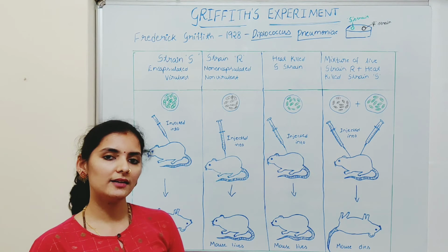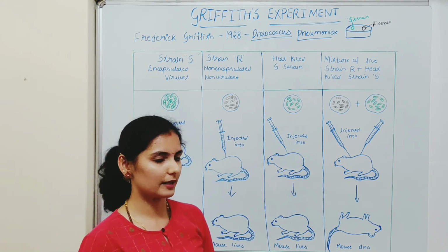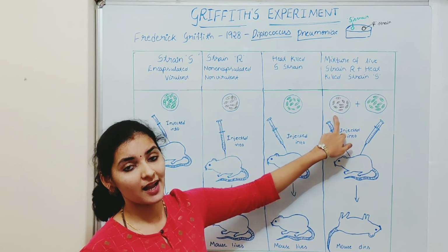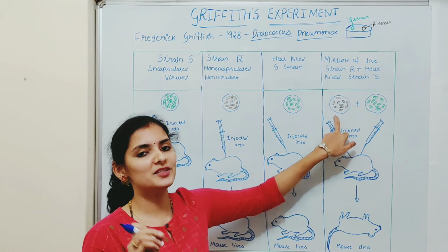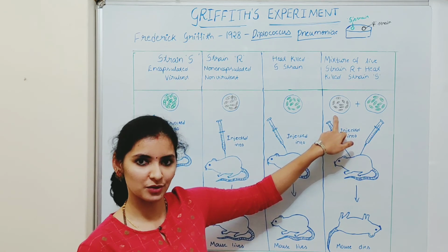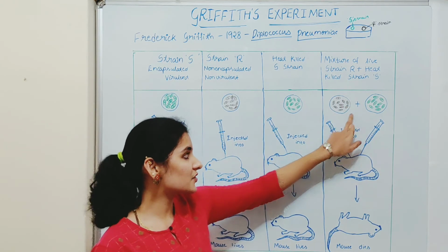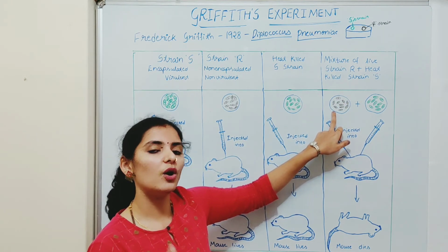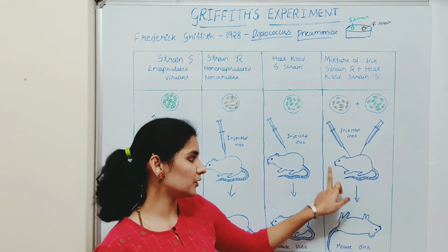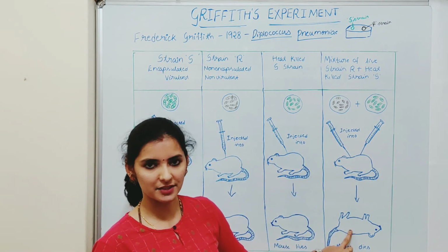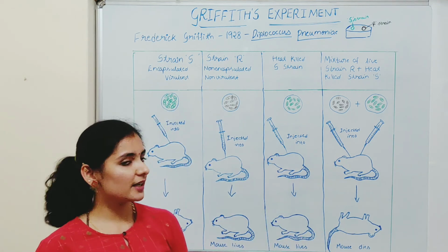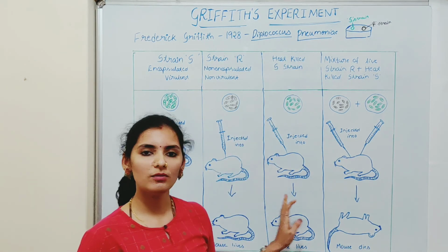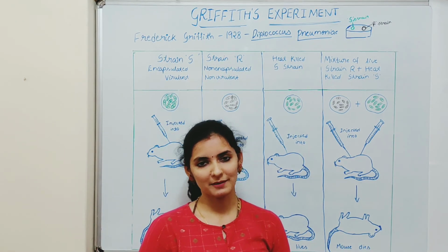Anyhow, now we know that the transforming principle is nothing but DNA. The DNA from the heat-killed S strain is transferred to the R strain, and this DNA had the gene responsible for the production of the mucin coat. Because of that, the R strain developed a mucin coat around it and was converted into the S strain, or virulent. This caused pneumonia, and because of that the mouse died. That is how Griffith did the experiment using two strains of Streptococcus pneumoniae on mice to explain the transforming principle.